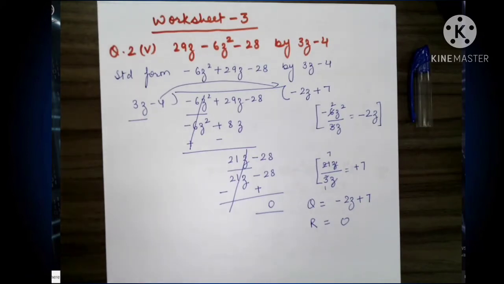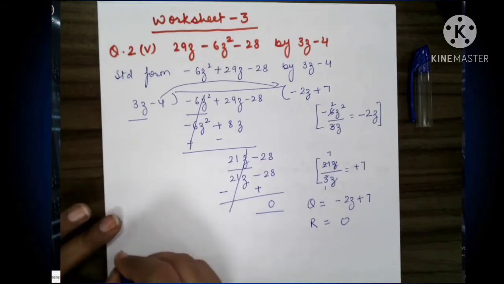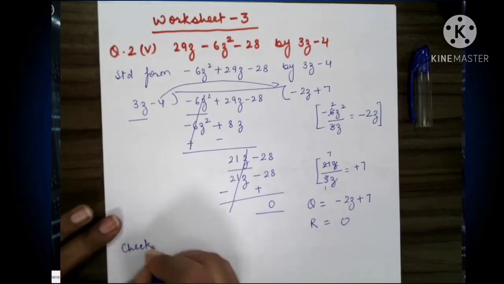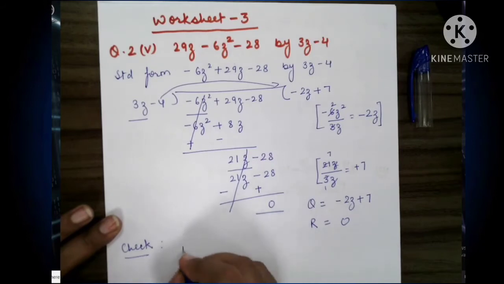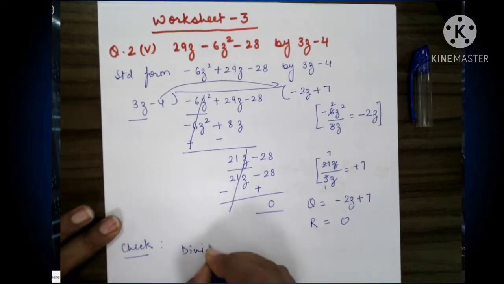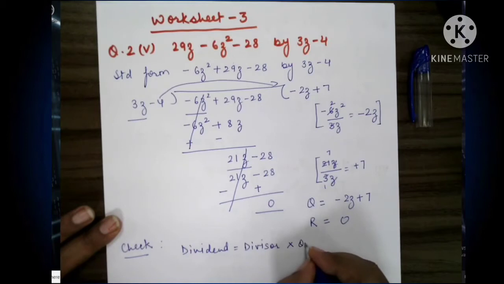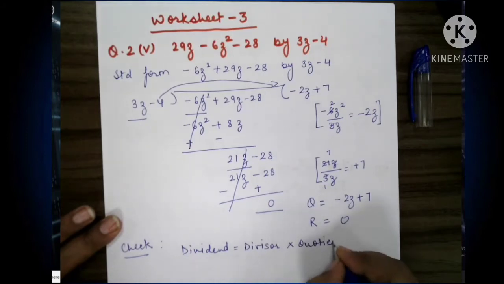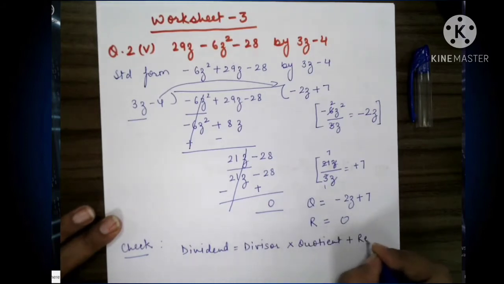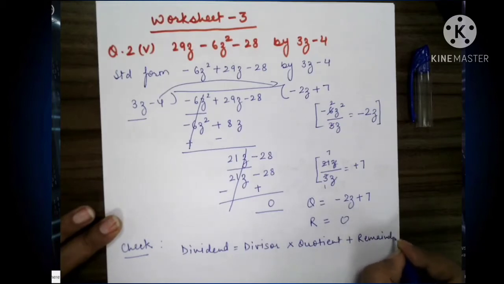As I told you in the previous video, we will learn the checking after 4 questions. I hope till now we all know how to divide a polynomial by the long division method. Now we are doing how to check. If you remember, in our previous classes we did the checking; we will write check. We know that dividend is equal to divisor into quotient plus remainder.